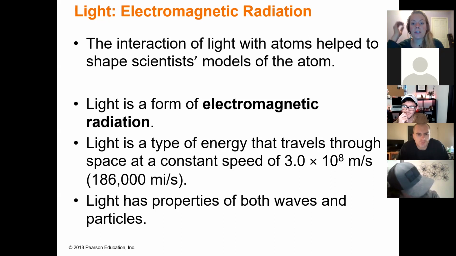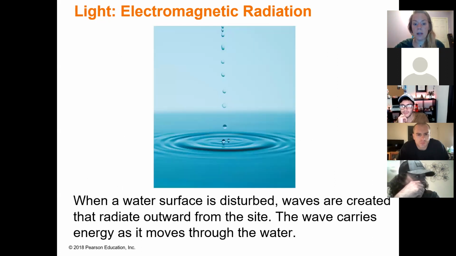Are there other types of electromagnetic radiation outside of just light? Yes, there's electromagnetic radiation that is higher energy than natural light, and there's electromagnetic radiation that's lower energy.